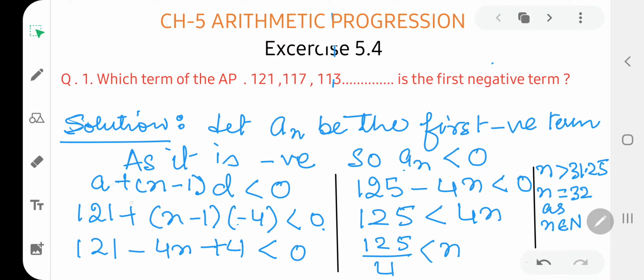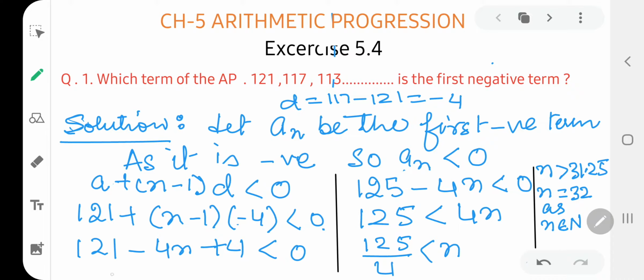Now we will put the value of the formula for an. a + (n - 1)d is less than 0. Put in the values of a and d. So a is 121, (n - 1) as it is. In place of d you will write minus 4, because when we find d here, it will be 117 minus 121, so it will be minus 4. Put the value of d inside and we get 121, and when you open the bracket, it will be minus 4n plus 4.